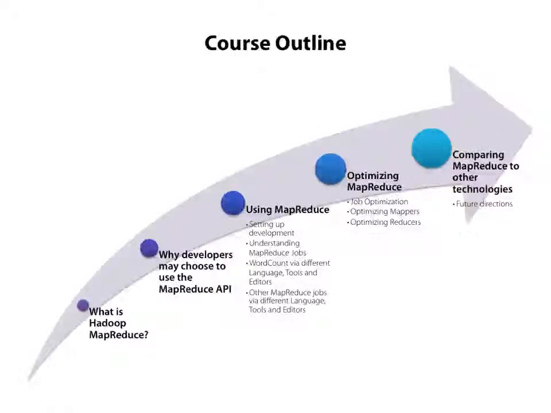that include the quintessential word count, which we'll do with different languages, tools, and editors, both on-premise and on the cloud. We'll also look at other types of MapReduce jobs, other languages, other tools, and other editors. After we've gained a core understanding of basic MapReduce jobs, then we'll look at optimization of MapReduce.